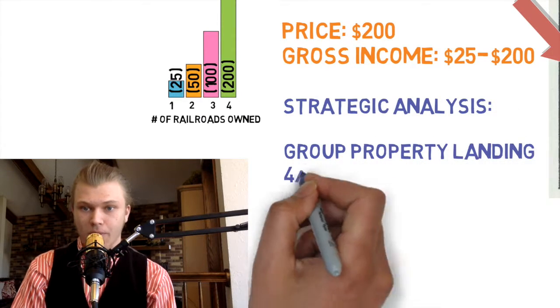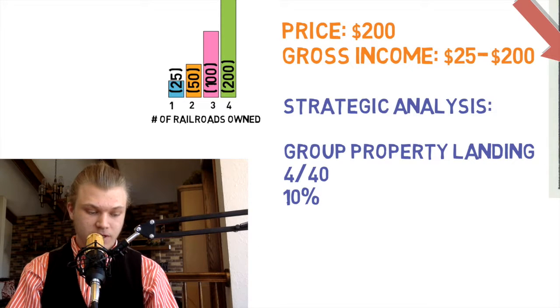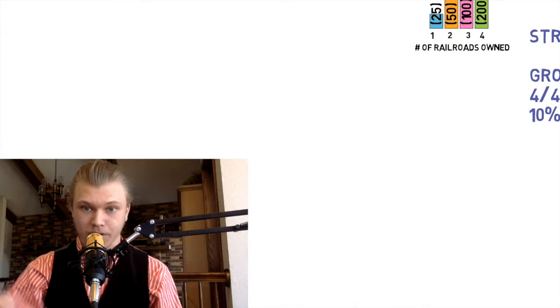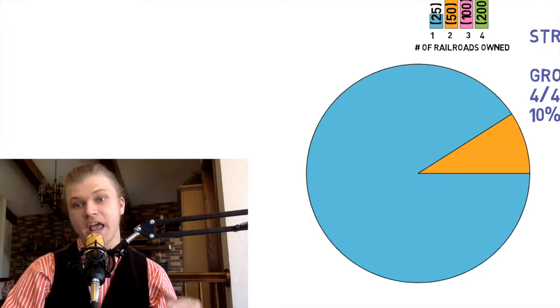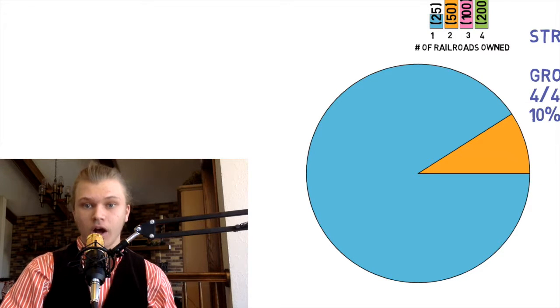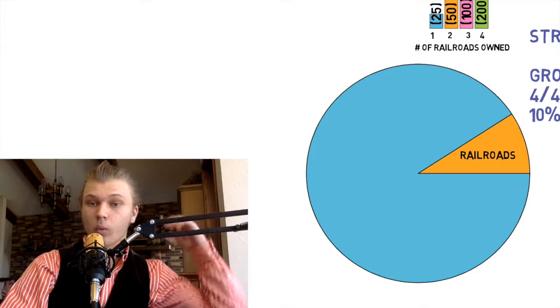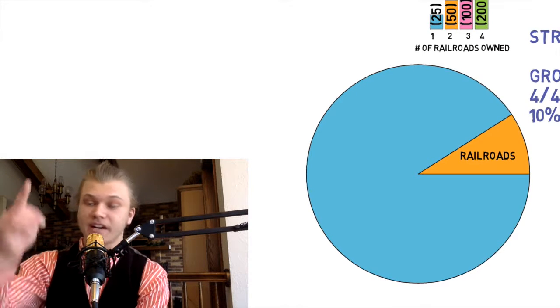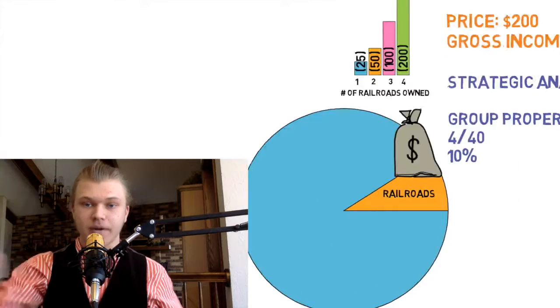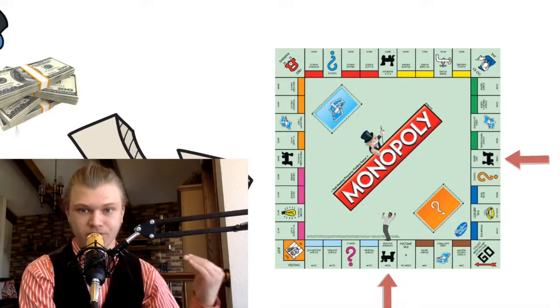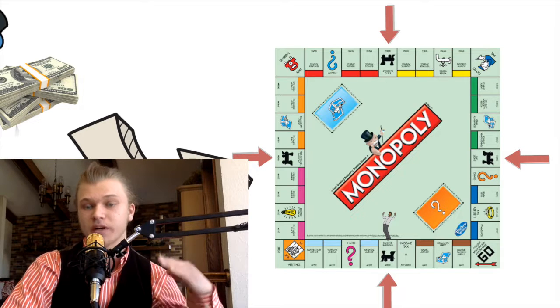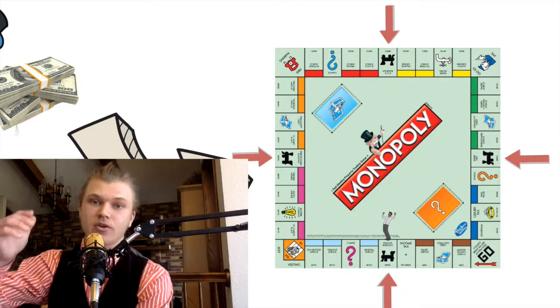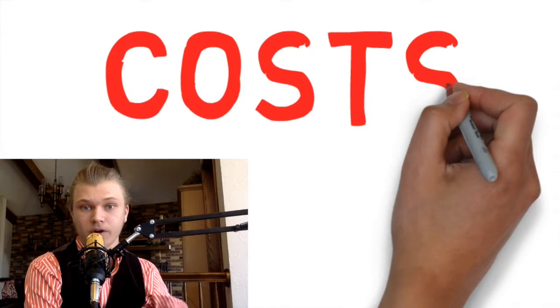For the group property landing, that's for the amount of property that the Monopoly owns on the board, it is 4 out of 40 properties total, which is 10%. As you can see in this pie chart of the total property on the board, they own a whopping 10%, which is the most on the entire Monopoly board. So they're a great cash flowing asset in that sense. Here's a look at where they're strategically placed. There's one on each side of the board, guaranteeing that you have a chance at someone paying rent to you no matter what side of the board they are on.